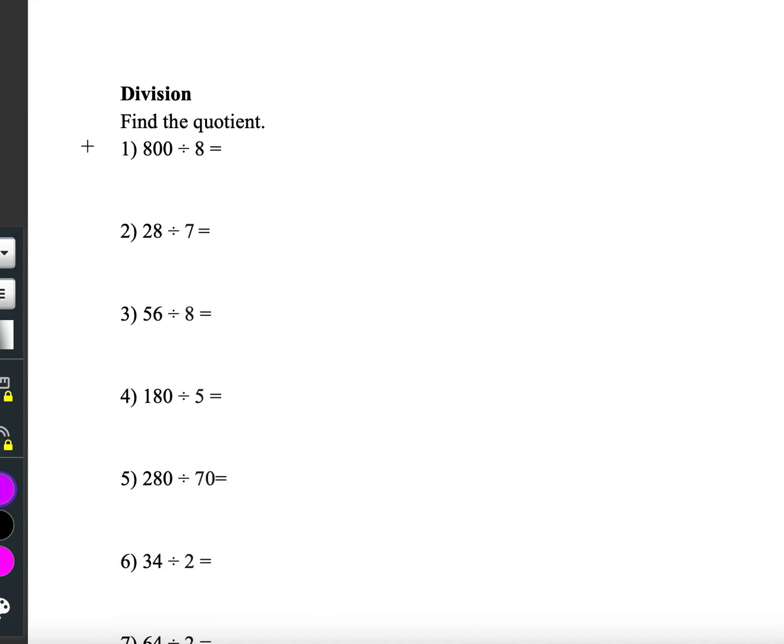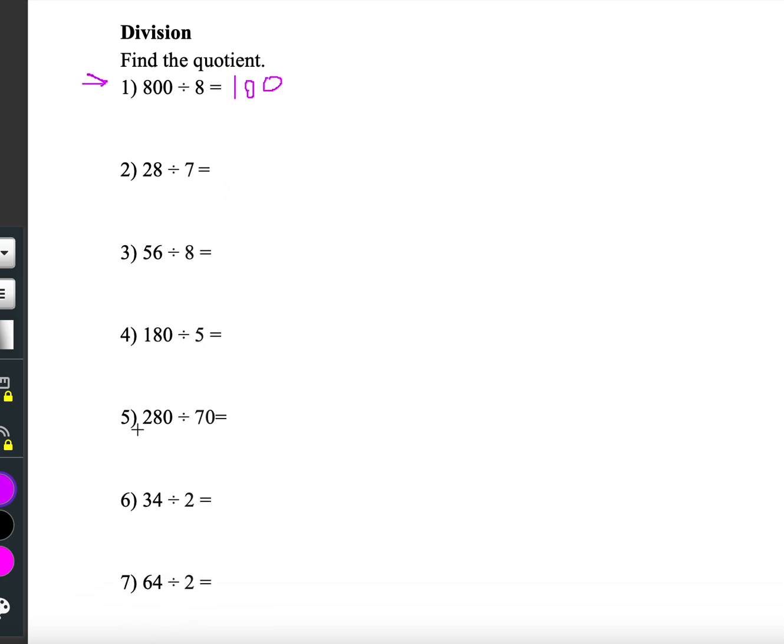Moving on to the next page, there's an easy trick for number 1. So the equation is 800 divided by 8. So instead of doing 800, we can cancel out the 2 zeros and do 8 divided by 8, which is just 1. And then we can bring back those 2 zeros and add them to the quotient. So that's 100.